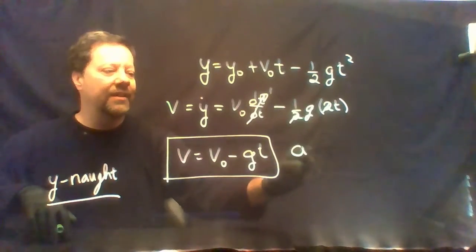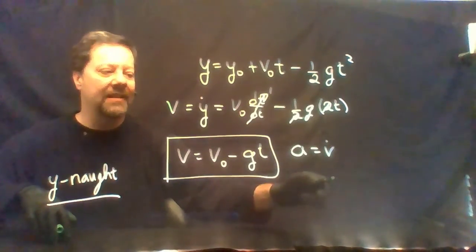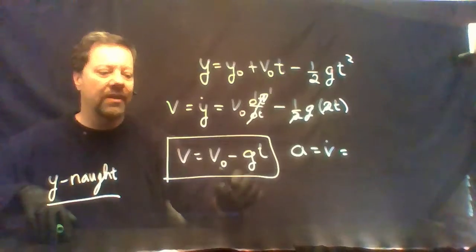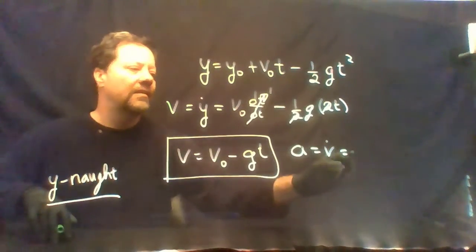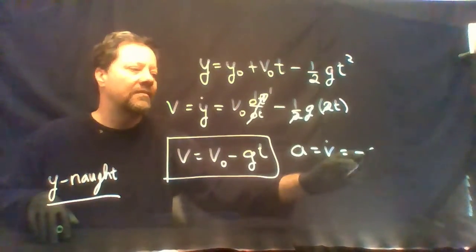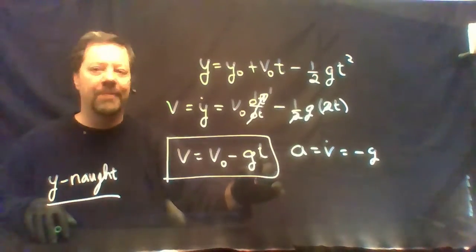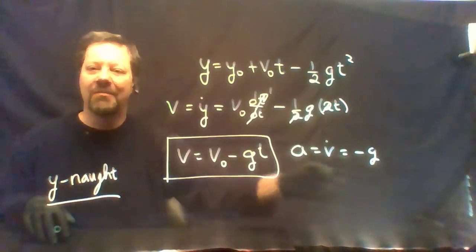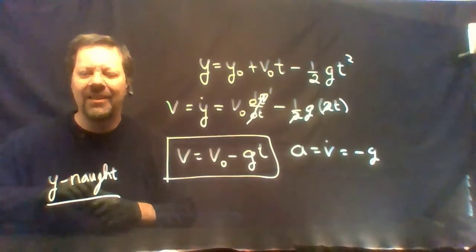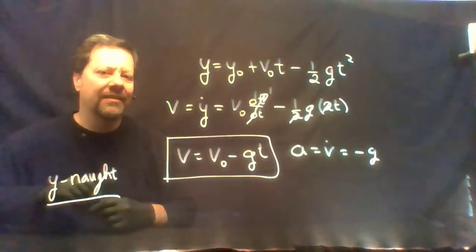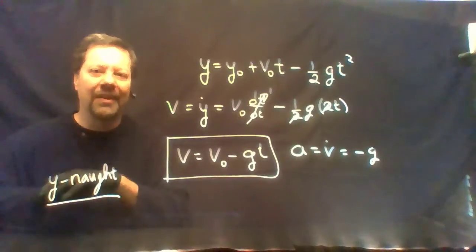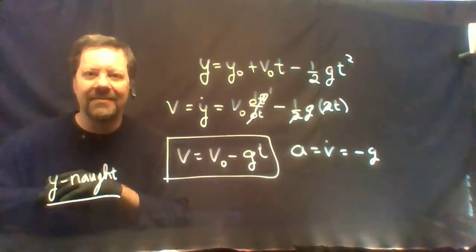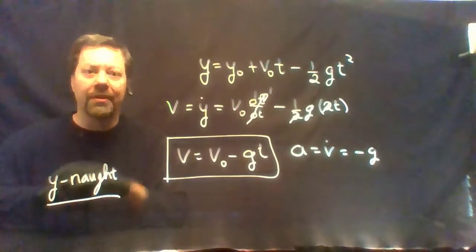Since the acceleration is the time rate of change of velocity, that's going to be 0 minus g, and the derivative of t with respect to t is 1. So the acceleration is a constant minus g. Who is the person who discovered that acceleration due to gravity is constant? A lot of my students will respond, Newton.